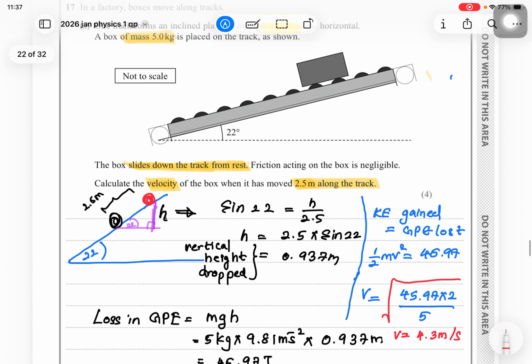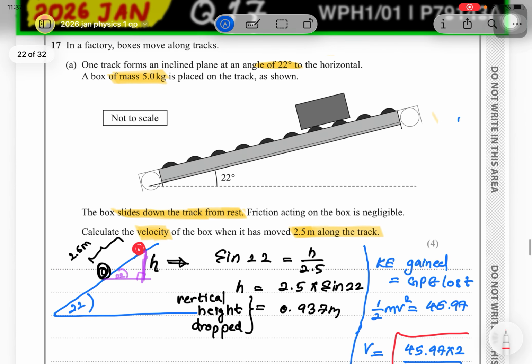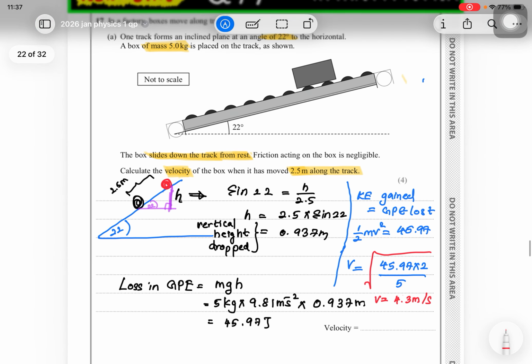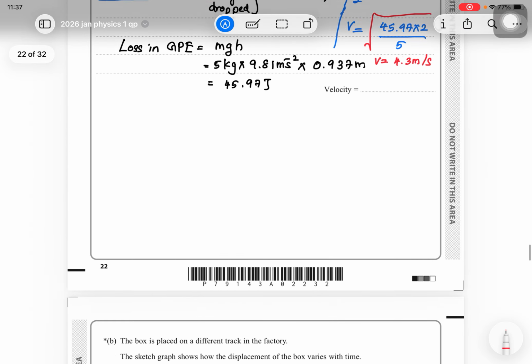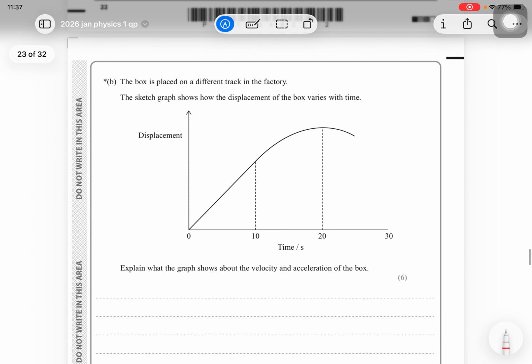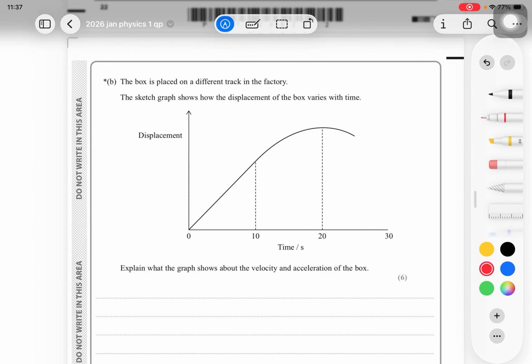Here the first one is entirely completed. In the B section, the box is now placed in a different track in the factory. Okay, now it's in a different track. So always we have to check whether it's the same track or a different track. Since it's a different track, there's a chance the acceleration might be there.